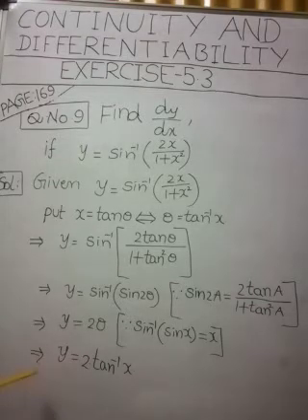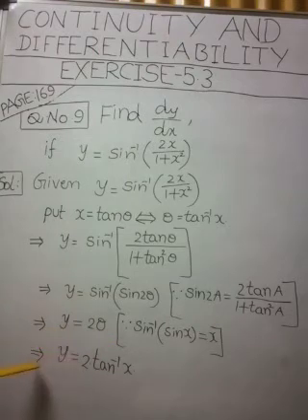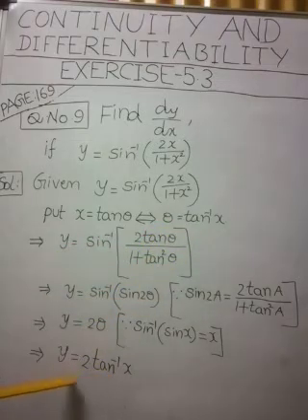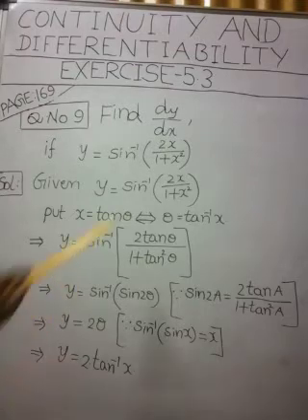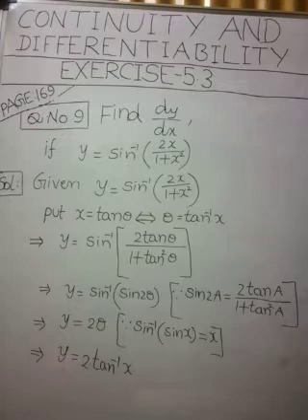Understood this step, my dear children? Right. This implies y is equal to 2 into theta. What is theta here? Tan inverse x. So, first we have simplified. We have written the given inverse trigonometric function in the simplest form. Then we start the differentiation part. Right.